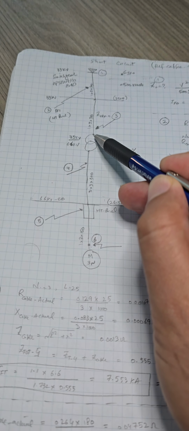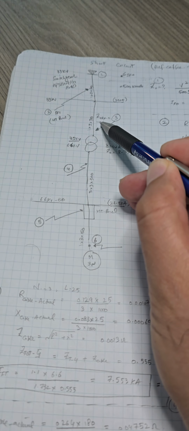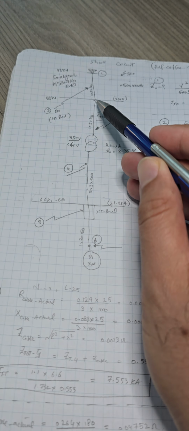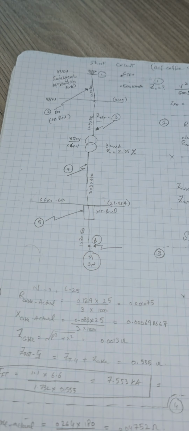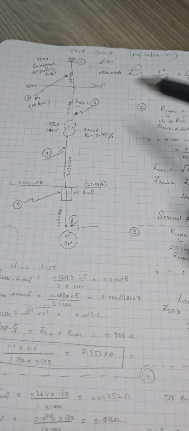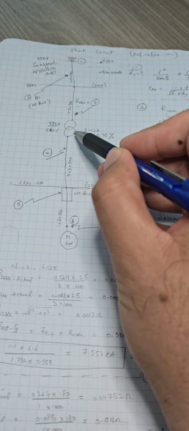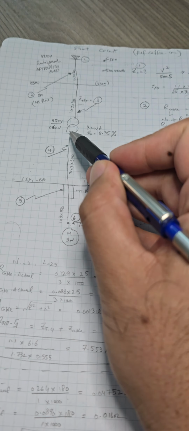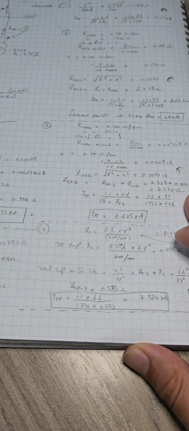at this point. Again, once you calculate the Z impedance, you have to take into consideration Z of this point, Z of this one, and Z of the grid. So the fourth point is to find the short circuit after the step down transformer at this point. That is our number 4.